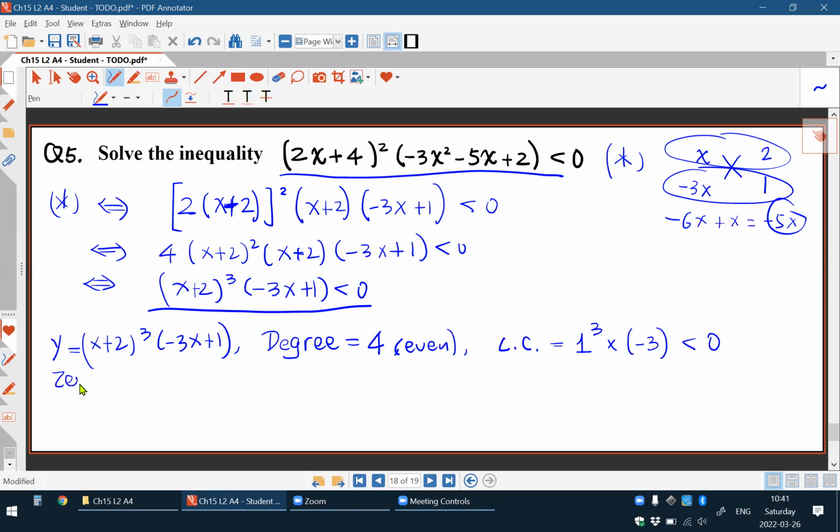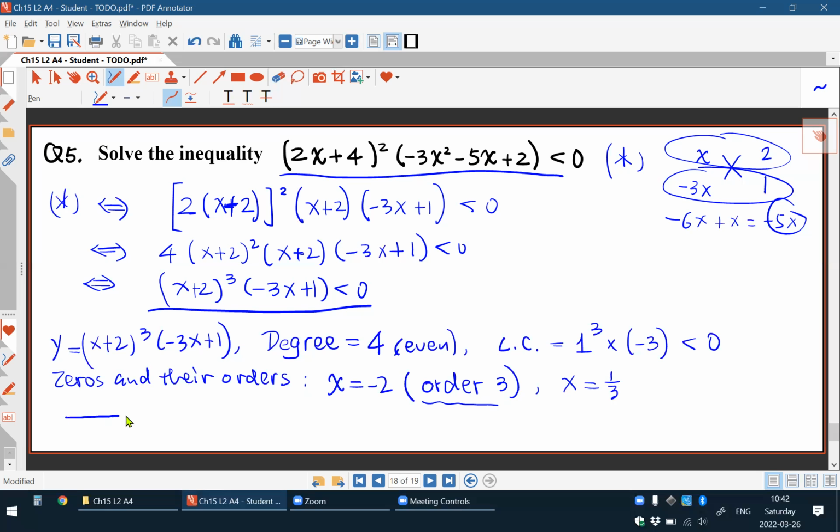Okay, then let's find its zeros and their orders. First of all, if we let this expression be 0, because all of the terms are in factored form, we can easily see that the first 0 is x equals negative 2, right? And note here the order of x being negative 2 is 3. You need to write it explicitly if it's not 1. Next, x can also be 1/3, with order 1. Order 1 we don't have to write, because by default it's 1.